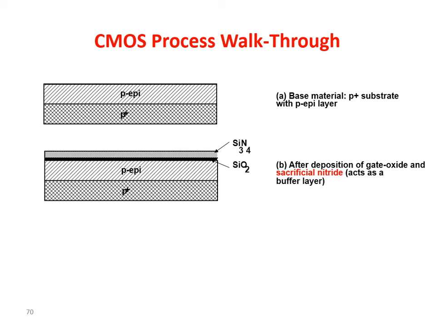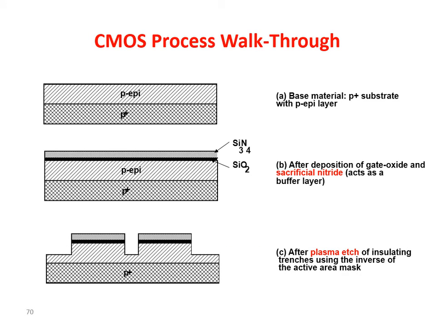Then we go on. We define the different active areas by defining the trenches. In order to define those trenches, we need to do plasma etching because we need to go vertically. So we will have this active region here and another active region here. They are insulated because the P layer is almost insulating. And we have to put silicon oxide in the middle in order to have a good insulation between the two regions. Okay, this is phase one.